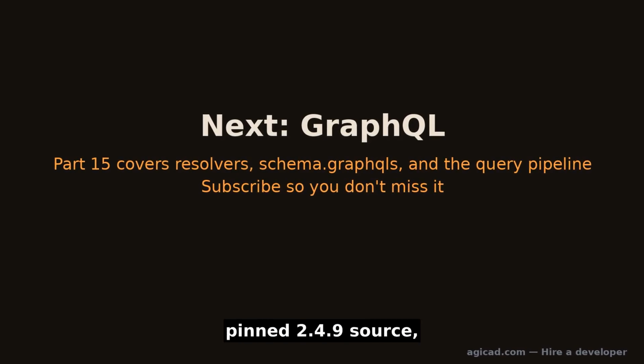Part 15 stays on the API layer but switches languages: GraphQL, with its schema files, resolvers, and a very different query pipeline that still ends at the same service contracts.